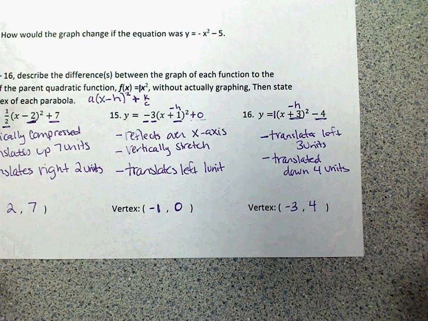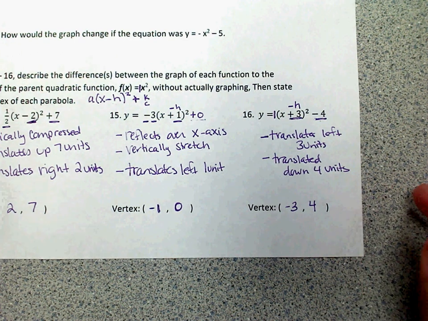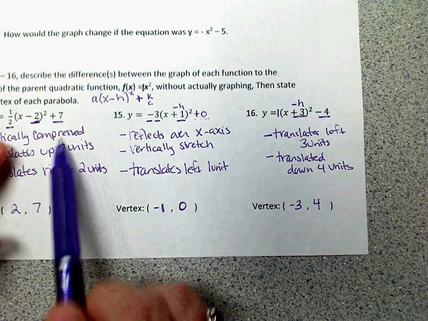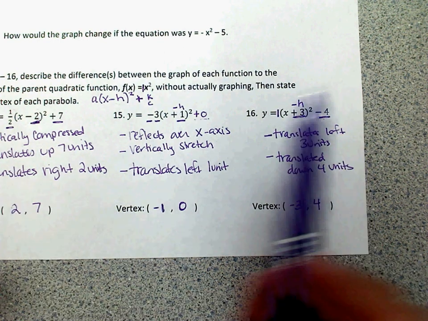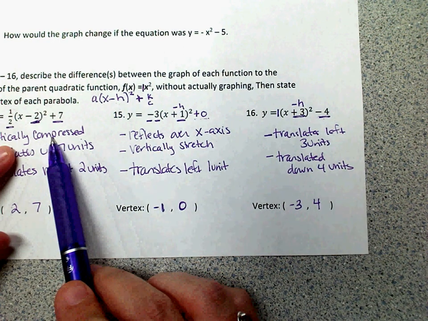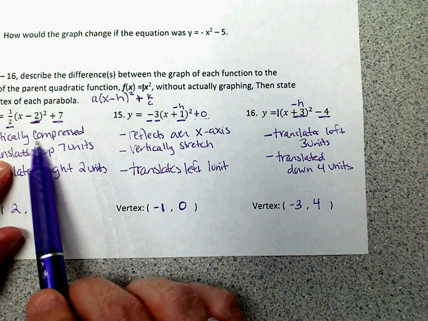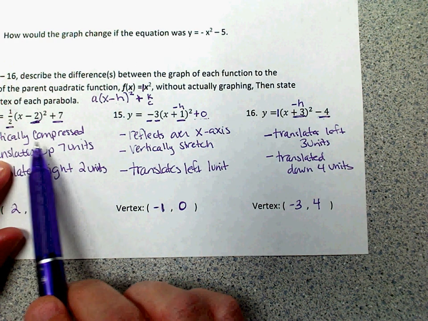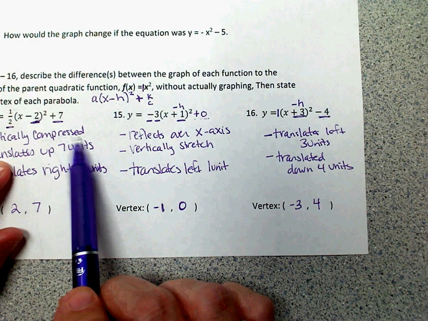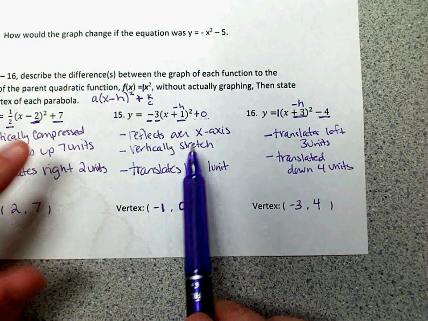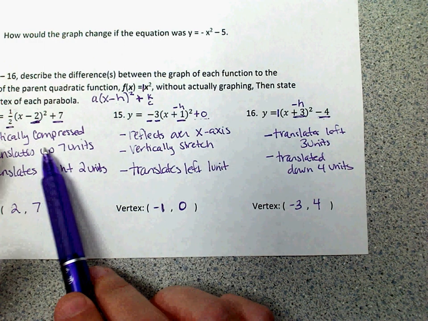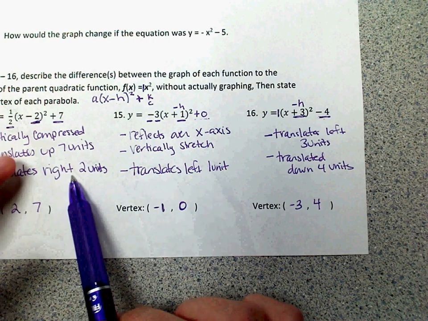You can always look back at other questions on your test that use this terminology. If you forget, there were questions that said vertically compressed. There's also one that said it was a vertical shrink. That would also work here. There's questions that say it translates up, right, up, left, down, right. So you can look at that.